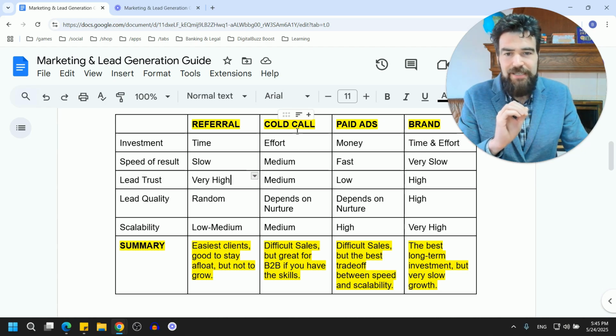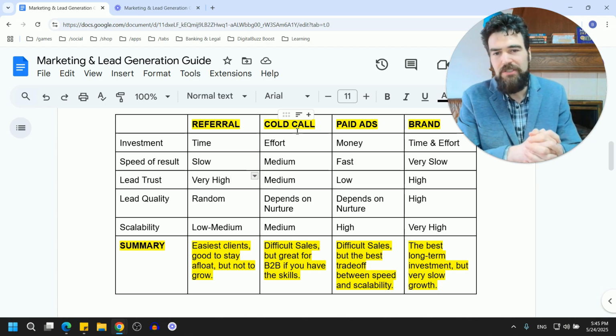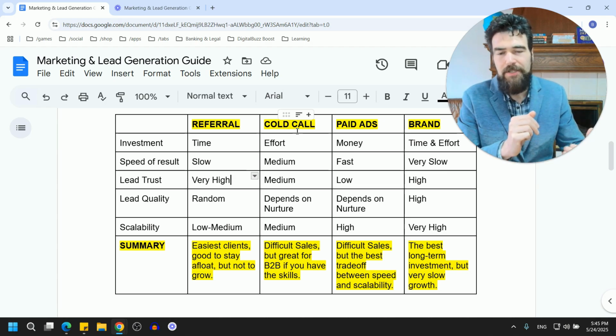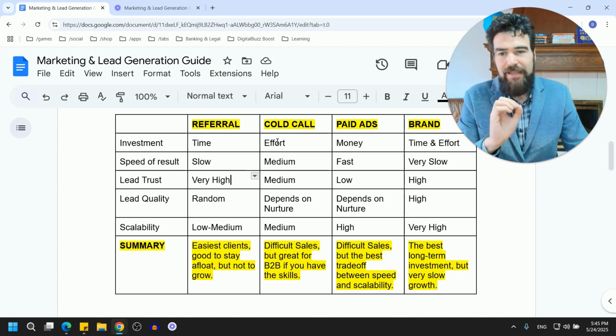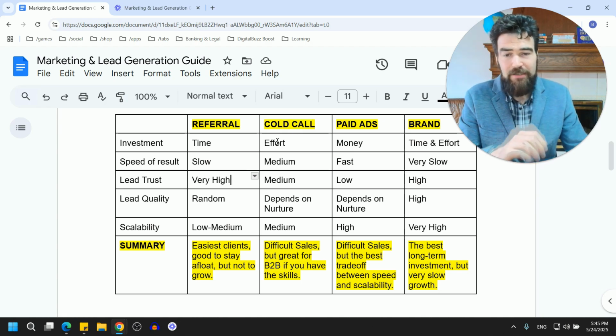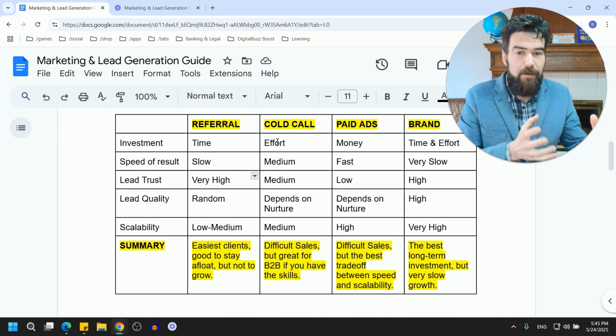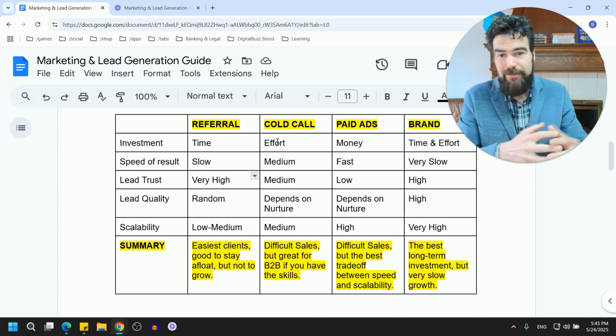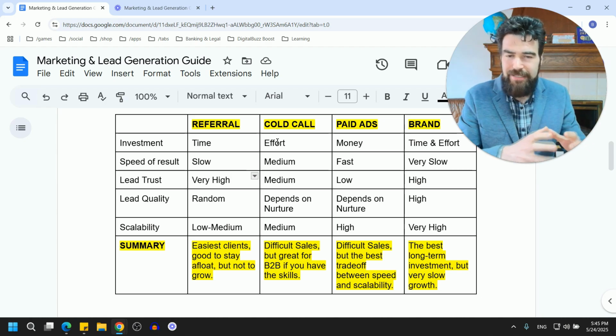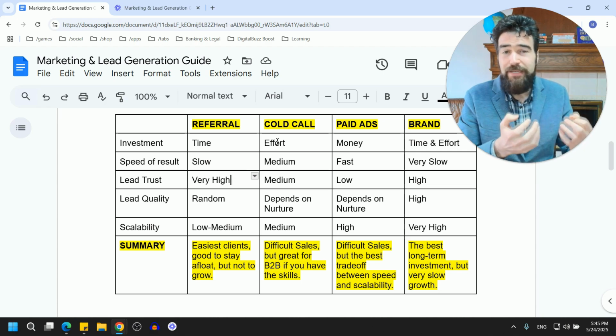The second strategy is cold outreach, and I call this cold calling right now, but it's really mostly cold outreach in general, and this also includes knocking doors. So the investment here really is mostly effort because it takes a lot of effort and skill to talk to these people and convert them, and it can be a very draining thing.